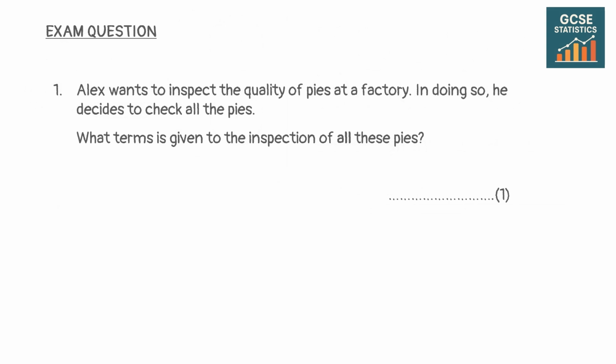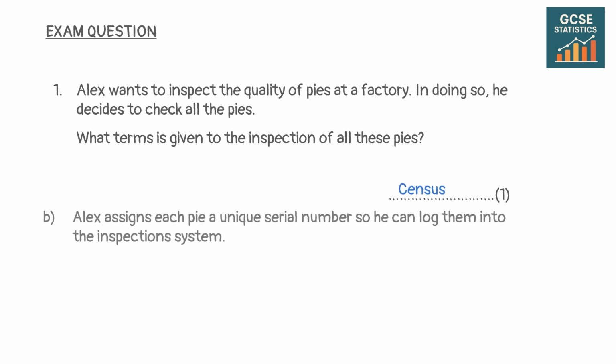In this question, we are told that Alex wants to inspect the quality of pies at a factory. He decides to check out all of the pies. What term is given to the inspection of all of the pies? Well, if you look at the definitions, we can identify that our population is the pies, and that the process of Alex inspecting the pies is a census.